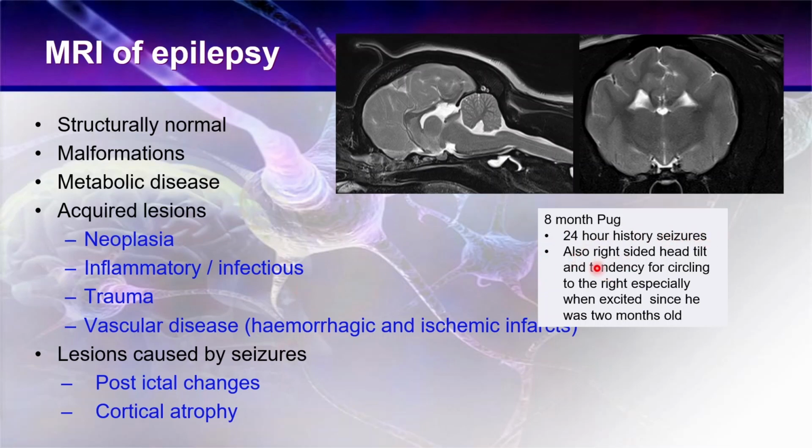He also didn't have a normal neurological exam in that he had a tendency for a right-sided head tilt, a kind of cervical dystonia, and circling to the right, which is a forebrain type of circling, especially when he was excited, since he was about 2 months old. And he has corpus callosal hyperplasia, so this area of the corpus callosum, which is a big white matter tract that connects the 2 hemispheres and allows information to go from one side to the other. This is missing. And you can just see it here. There's a bit of white matter going down there, but no connection going across.